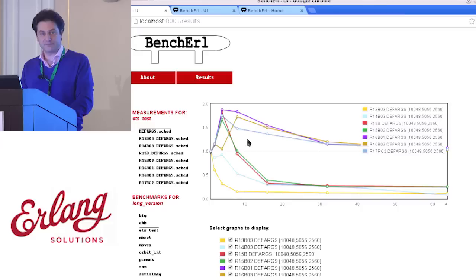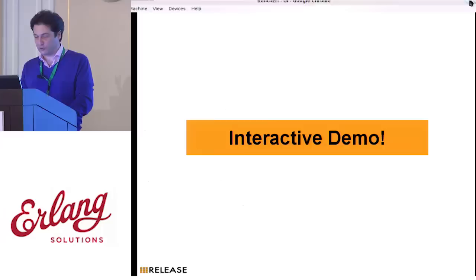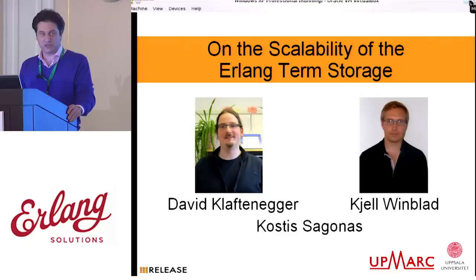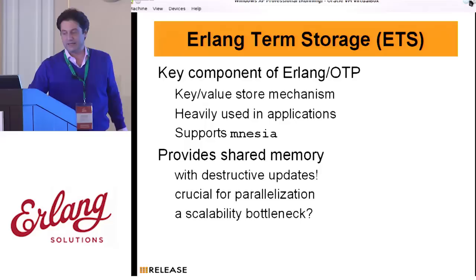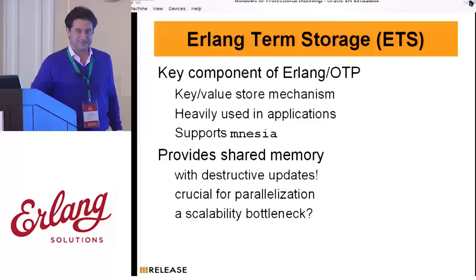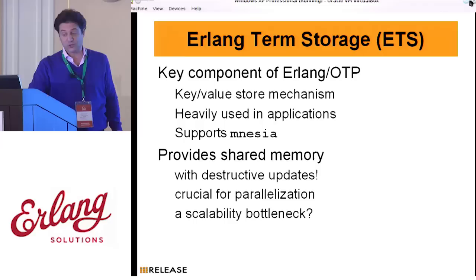Which brings me to the last part of my talk, which is the scalability of the Erlang term storage, and this is work that I've done with two of my students in Uppsala. The Erlang term storage is a key component of Erlang/OTP. It's a value store mechanism. It's heavily used in applications. It supports Mnesia and provides shared memory with destructive updates. It's crucial for parallelization, especially if you want to avoid copying all the arguments of terms when you spawn new processes. And as we saw here, it might be a scalability bottleneck in applications.